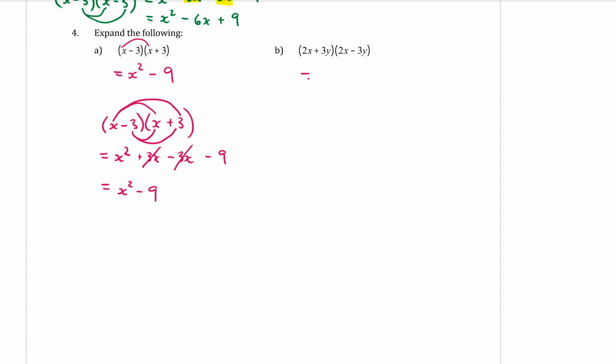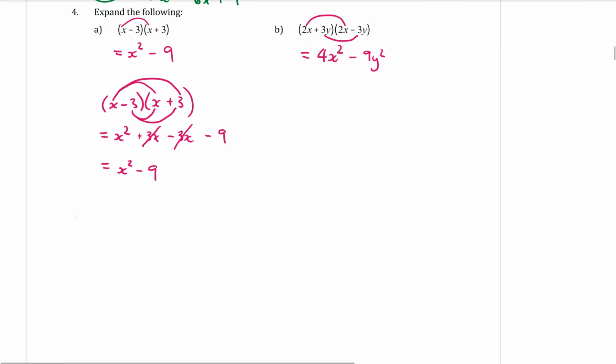So let's use the shortcut for 4b. All we need to do is go 2x times 2x, that makes 4x squared, and then 3y times minus 3y is negative 9y squared. And that's it. You just need to go and practice lots of expanding now.